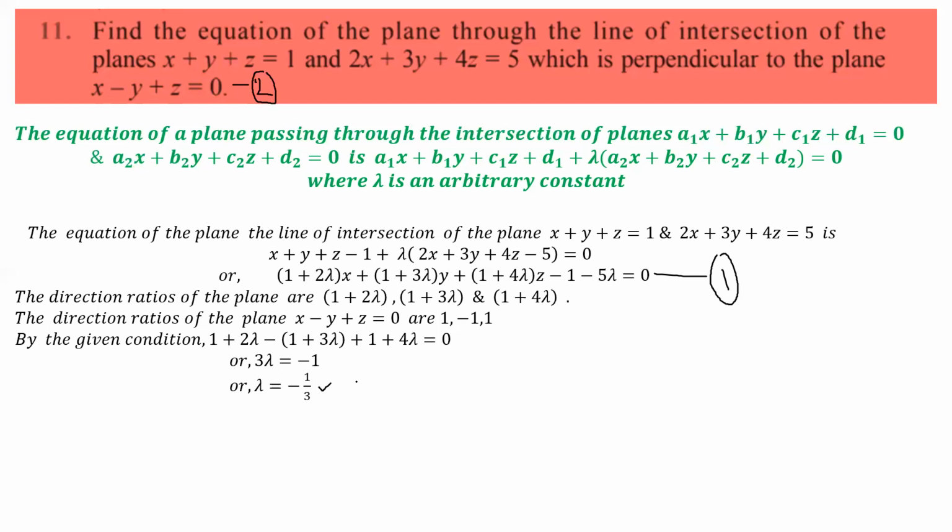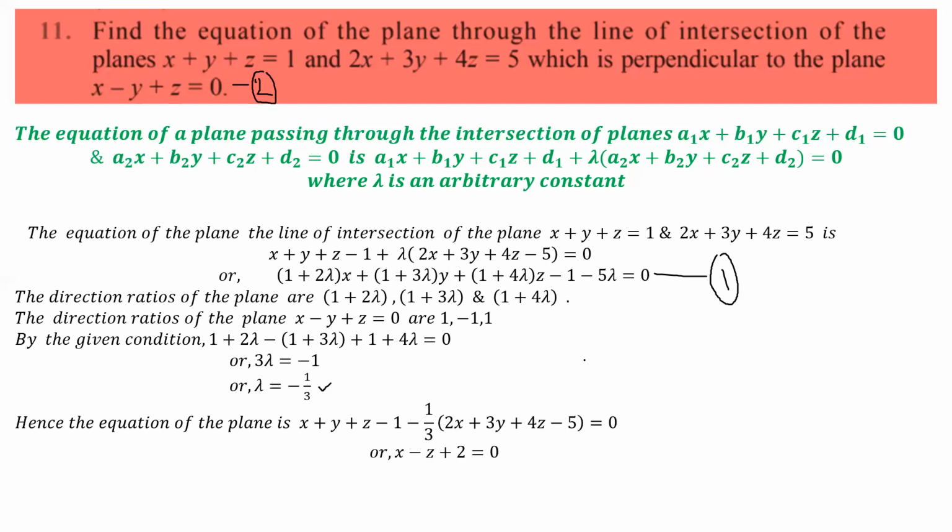Okay. Now, putting the value of lambda into equation 1, just find the Cartesian equation of the plane passing through the intersection of the two planes. So x plus y plus z minus 1 minus 1/3 into 2x plus 3y plus 4z minus 5 equals 0. Simplify it and you get the equation of the plane: x minus z plus 2 equals 0.